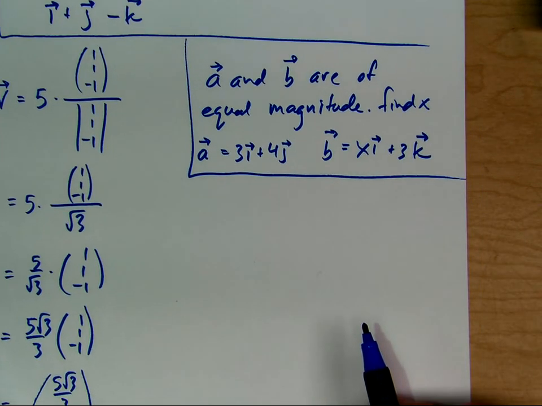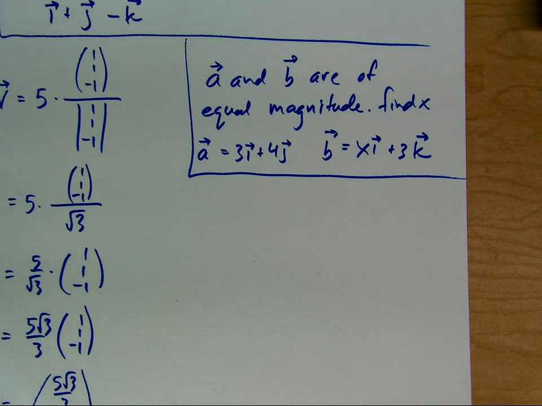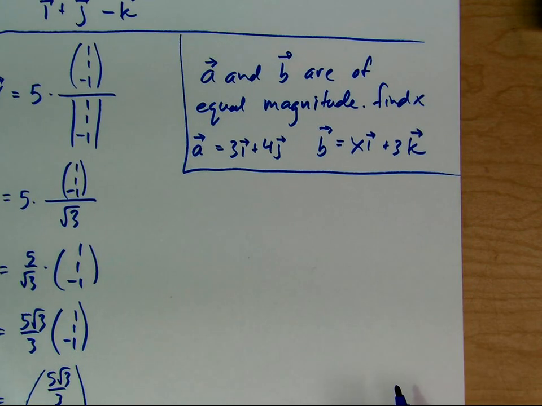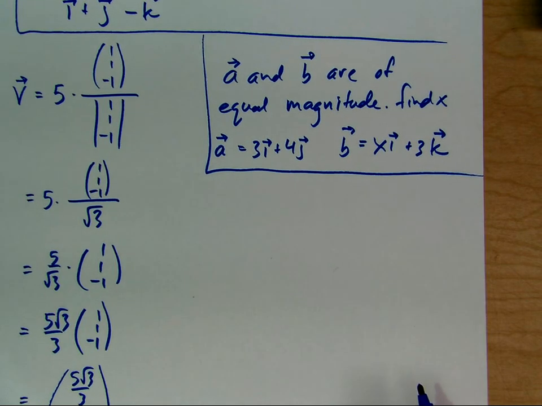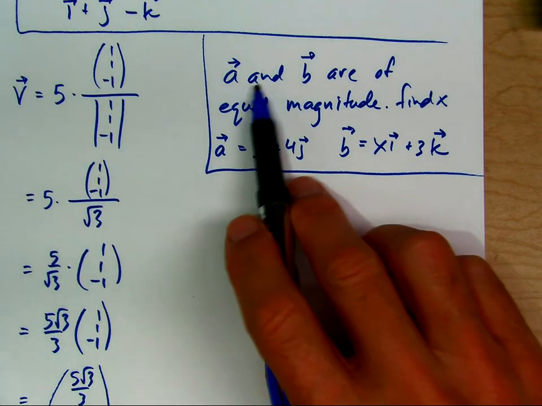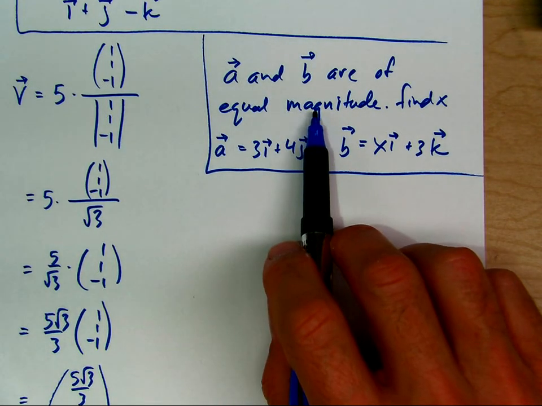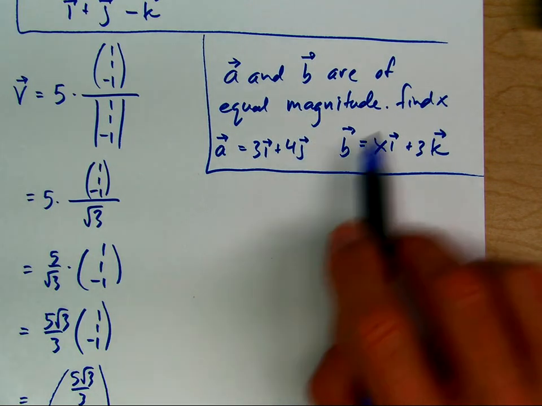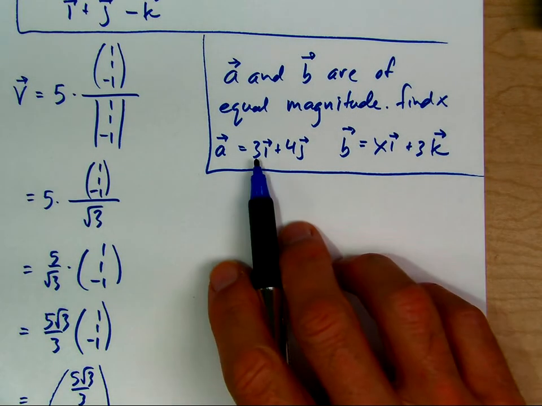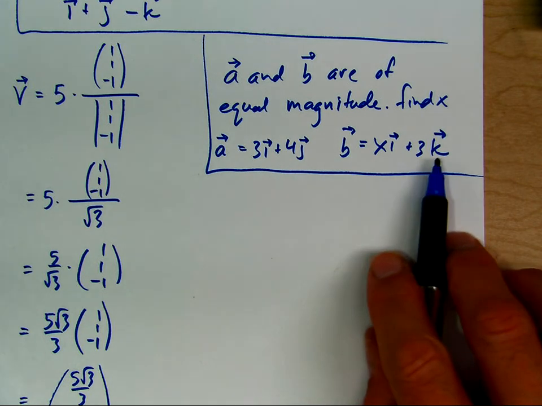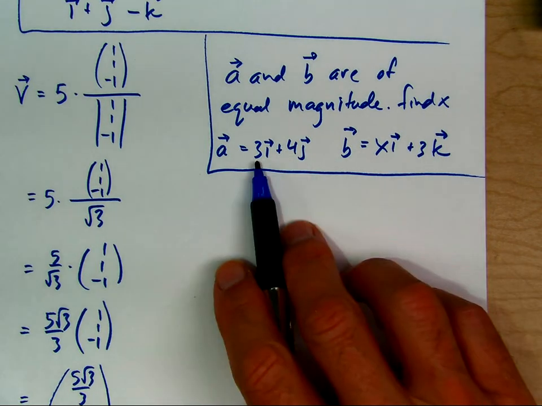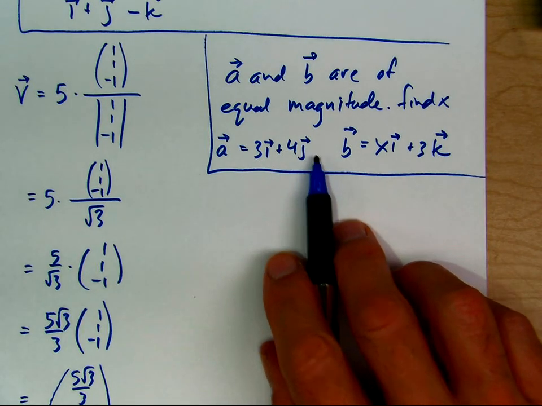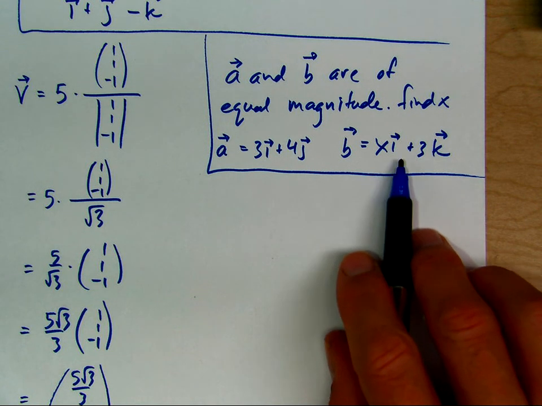So here we just have to be careful. This could be an IB test question. They just kind of twist around the question to see if you really know what's going on. If they have equal magnitude, well, we could make an equation with the magnitude formulas. There's an x involved, but when you see the 3 and the 4, be careful that there's a k over here. So really, this is 3, 4, and 0, and this is going to be x, 0, and 3.